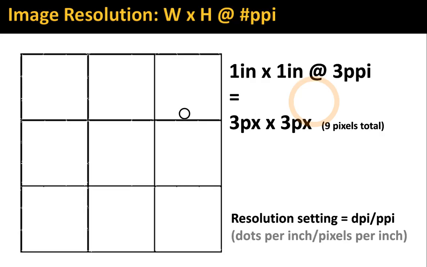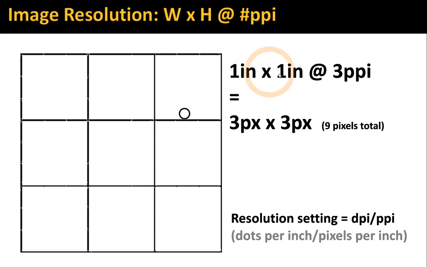So another way to look at resolution is the way it's calculated in Photoshop. If we take a look at this, let's assume that this is 1 inch, even though it's much greater than 1 inch on screen here. This is going to be 1 inch by 1 inch at 3 pixels per inch. That means it's going to be 3 pixels across and 3 pixels down. That's a total of 9 pixels. So resolution is the height and width times whatever the pixels per inch of whatever unit that we're using.